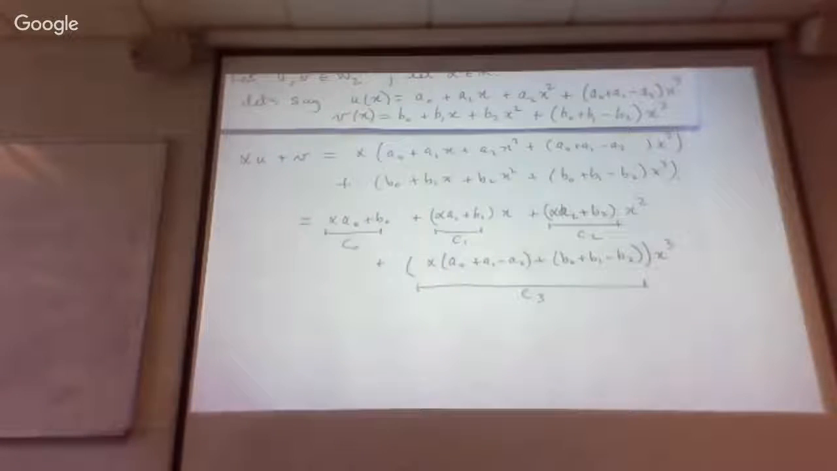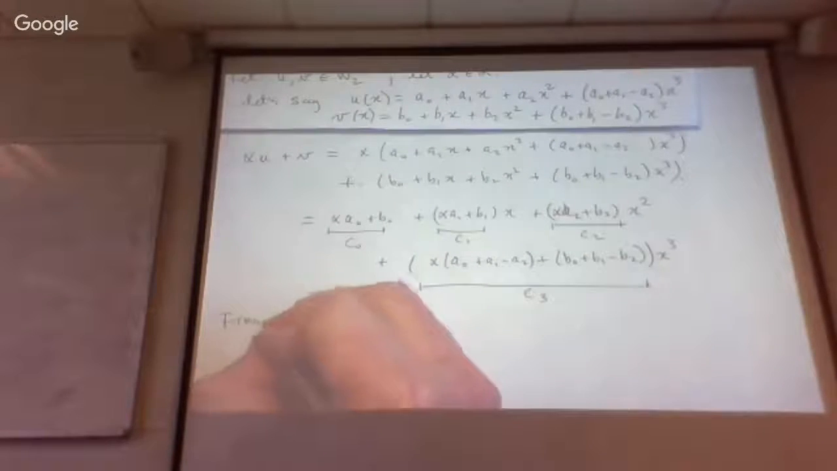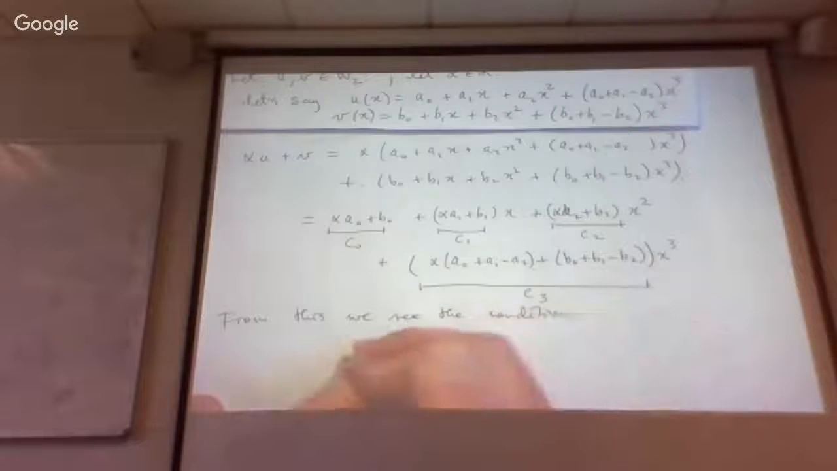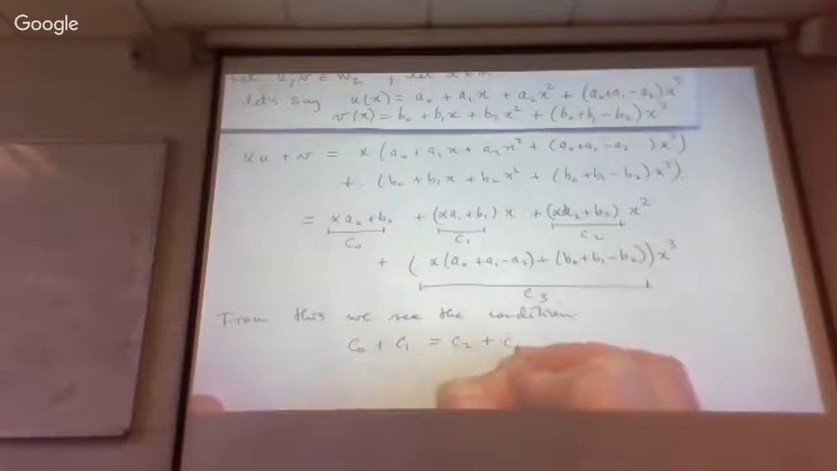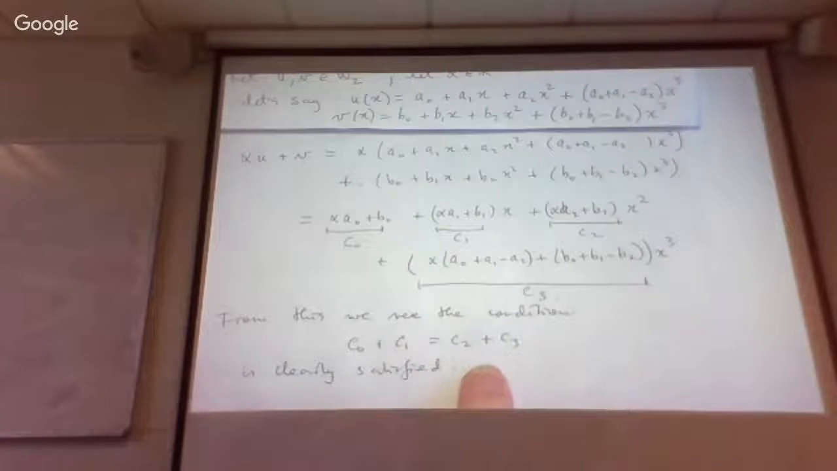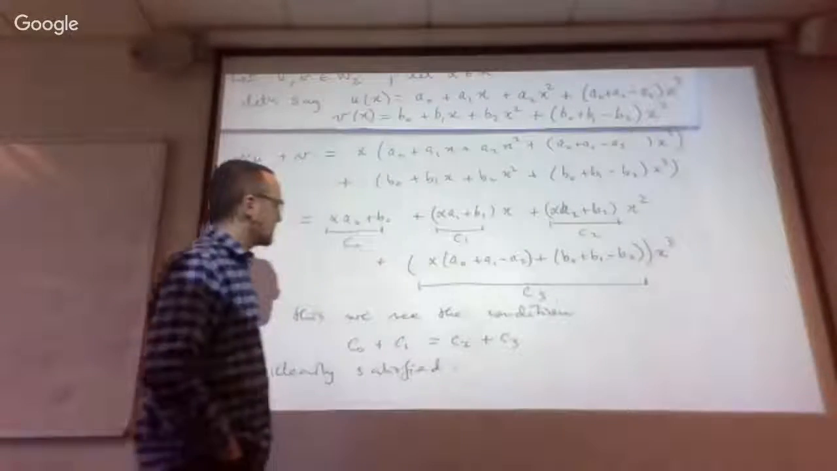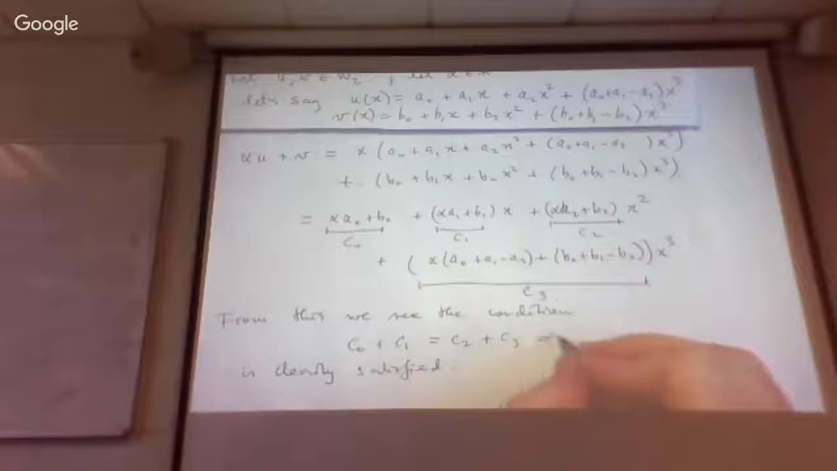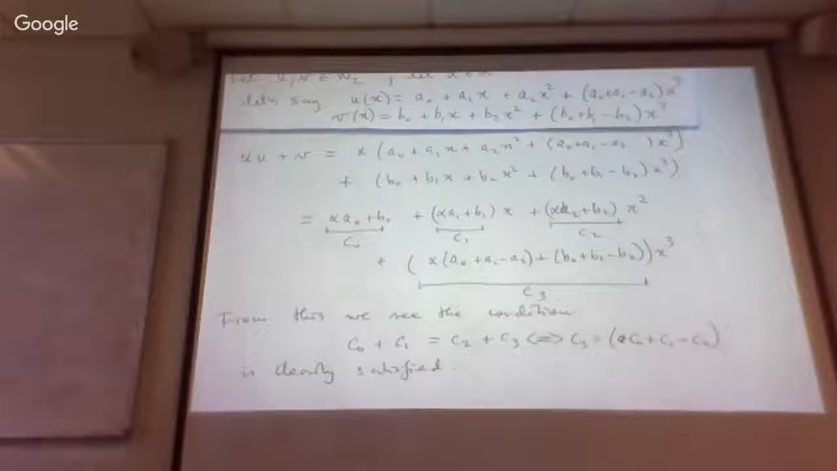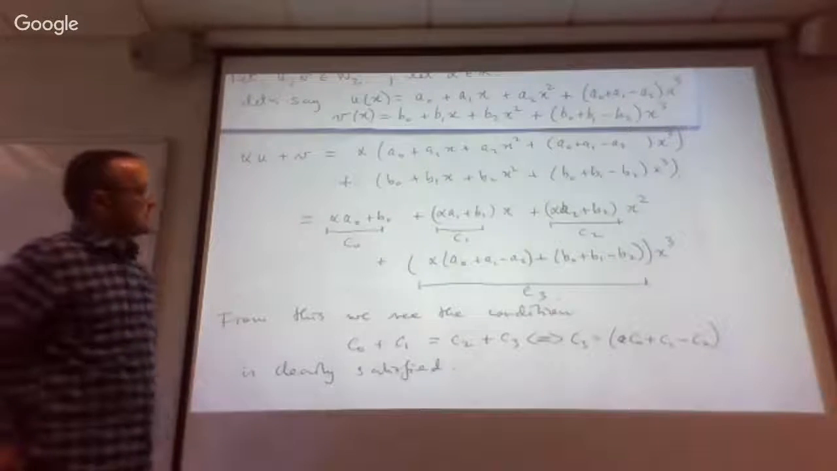Now the arithmetic is pretty trivial. You just need a good declaration and description from it here. From this, we see the condition C0 plus C1 equals C2 plus C3 is clearly satisfied. This is the membership condition for being in W2. In other words, we're saying C3 has to be C0 plus C1 minus C2. That's the way we phrase the membership condition. And you can clearly see that it is here.